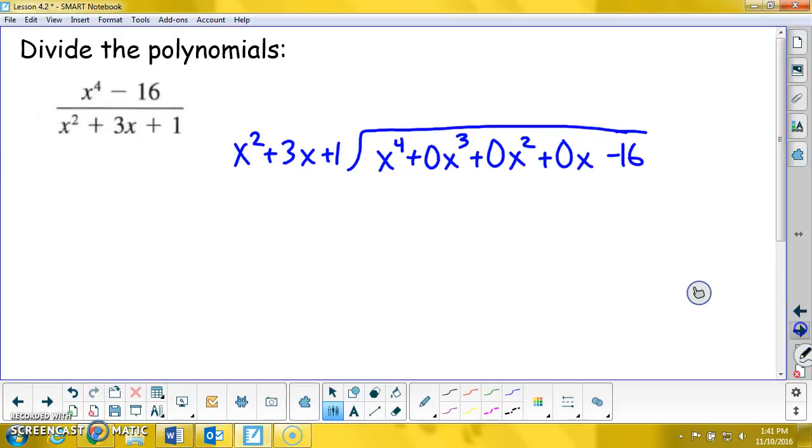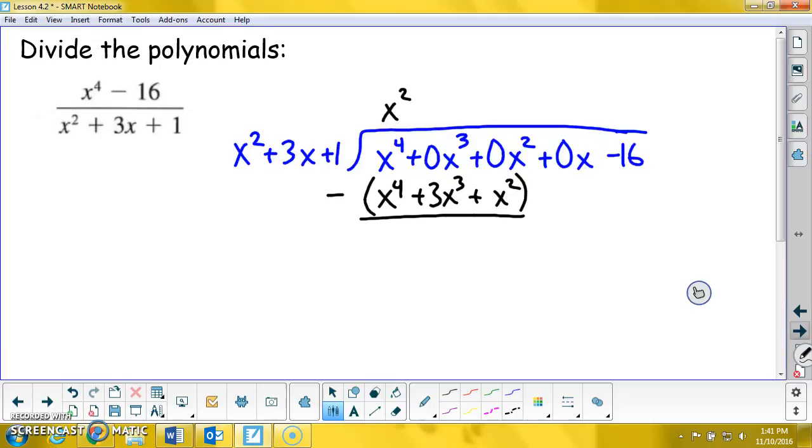Okay, what times x squared gives us x to the 4th? That would be x squared. Now we take that x squared, take it times the divisor, and we get x to the 4th plus 3x to the 3rd plus x squared. Now we draw a line and we subtract.